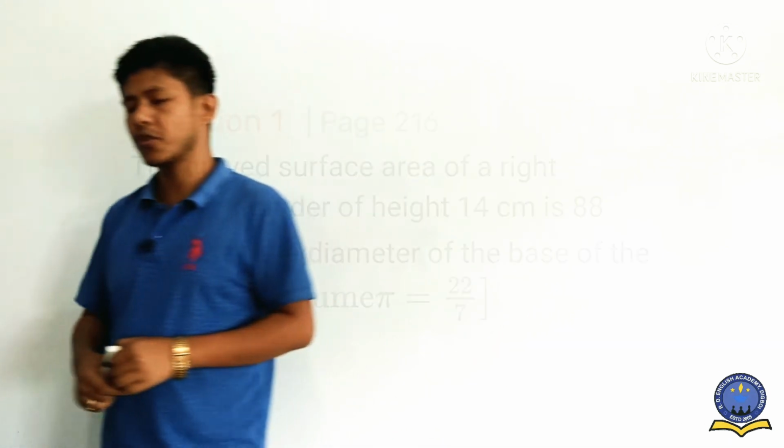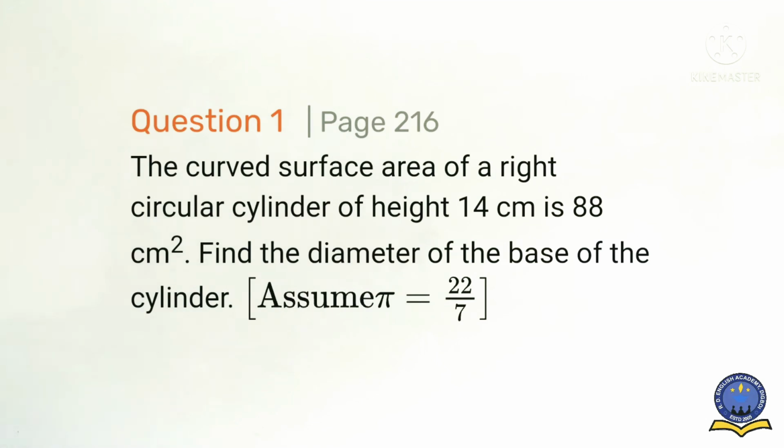If you see the first question, it is given in this way: the curved surface area of a right circular cylinder of height 14 centimeter is 88 centimeter square. Find the diameter of the base of the cylinder. So here the height is given, as well as the curved surface area of the right circular cylinder.